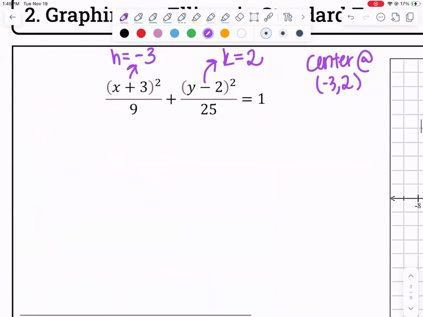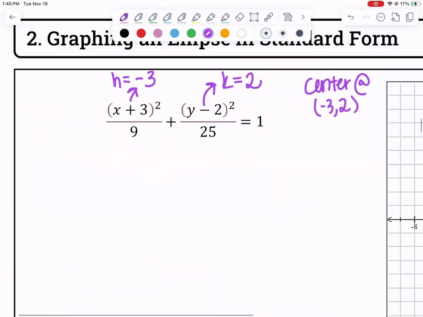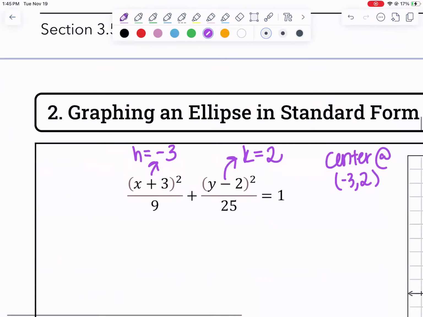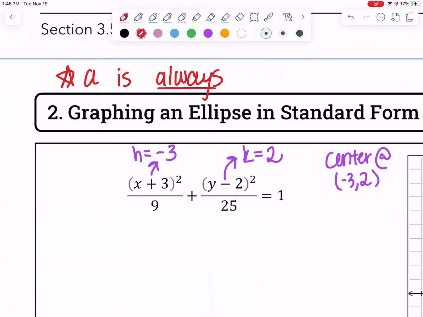The next thing we're going to do is determine which of these is a squared and which of them is b squared. One of these is a squared and one of them is b squared. And the answer is a squared is always the bigger number. Write it down in your own handwriting. It'll make you feel better and you'll remember it better if you write it down. A is always the bigger number.